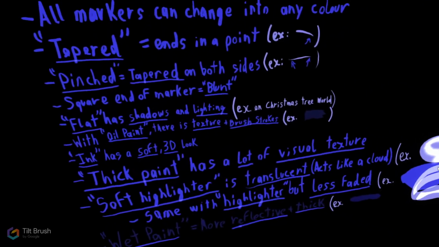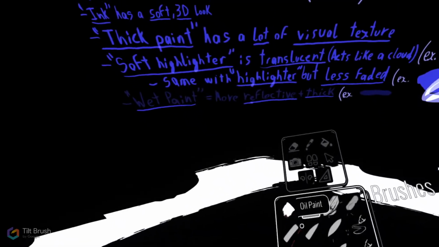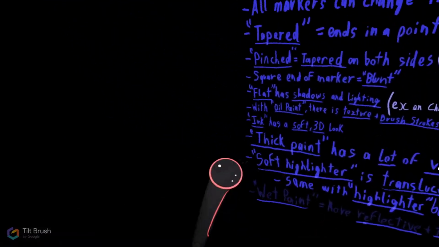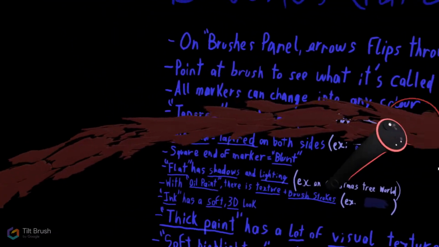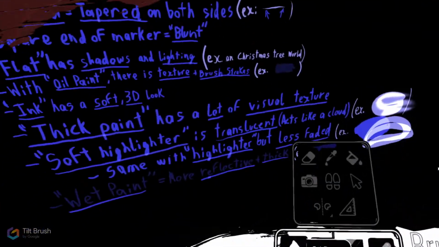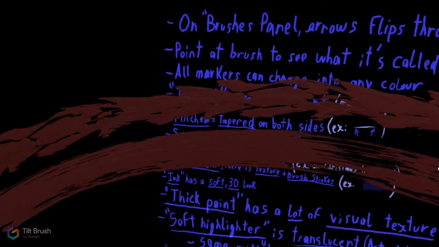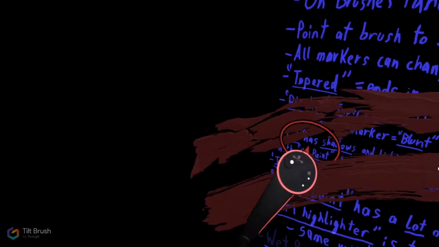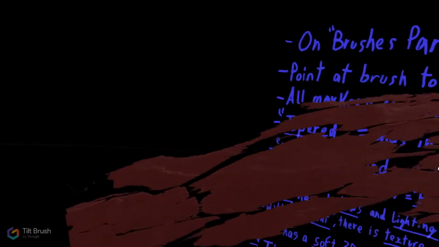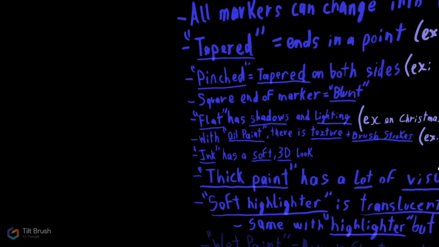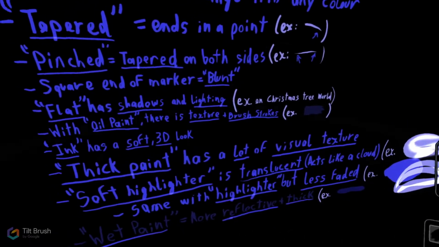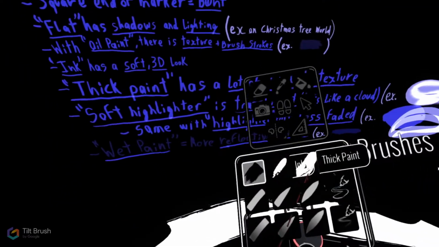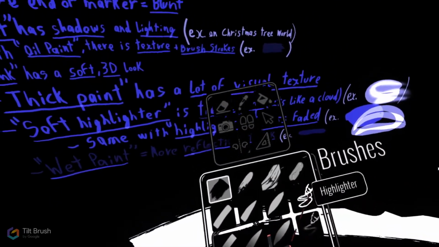Thick paint has a lot of visual texture. So let's go to thick paint. So as you can see, it's very, very textured and much less solid or filled in even than the oil paint, which isn't very solid. So there's a lot of gaps in between, and the texture is very rough. So that's its properties. Then the soft highlighter, which is these two.